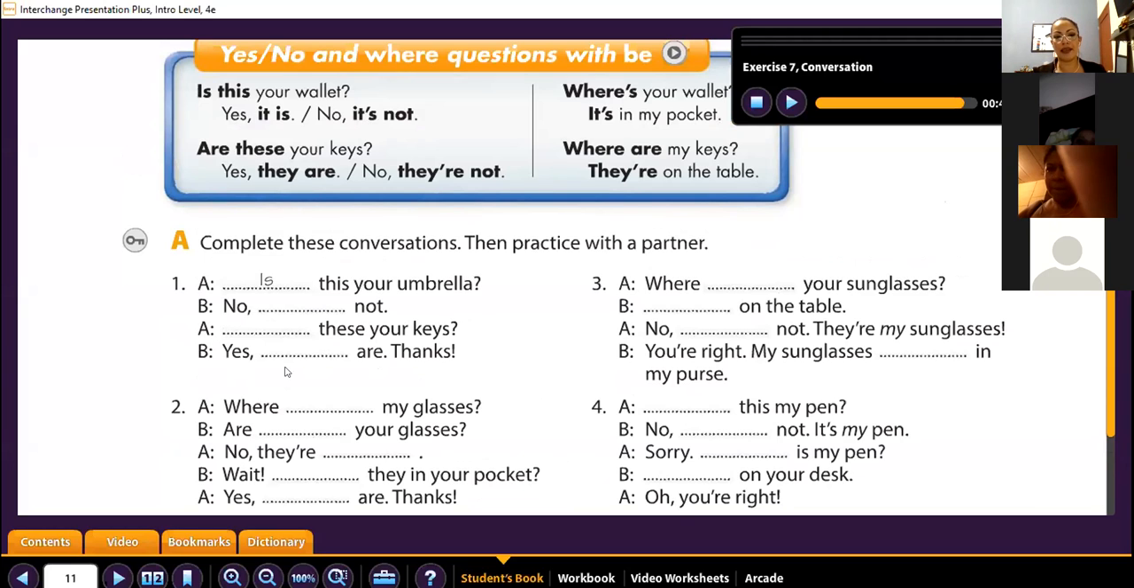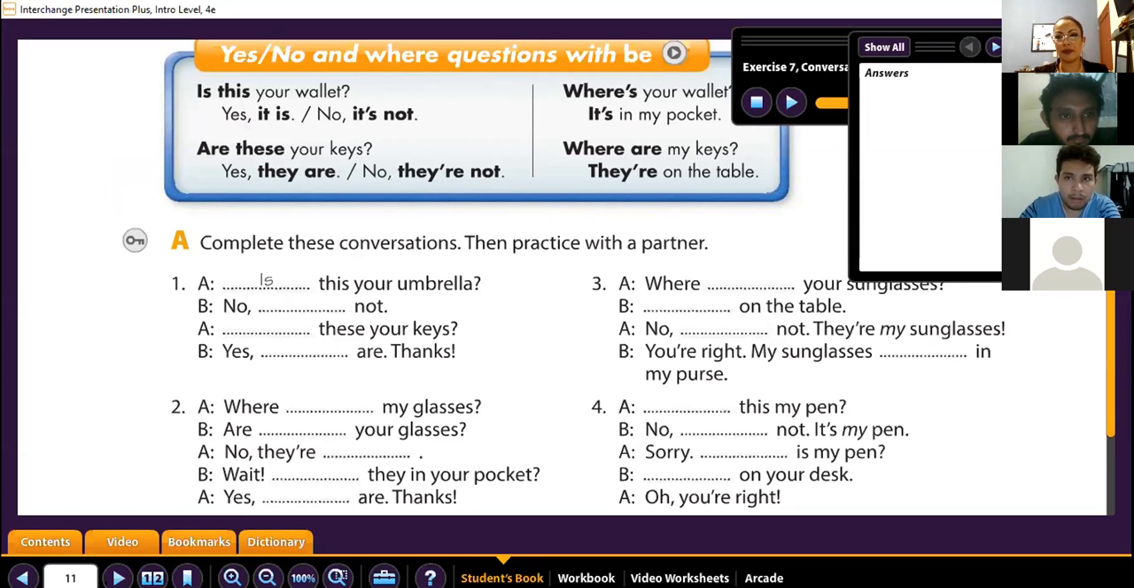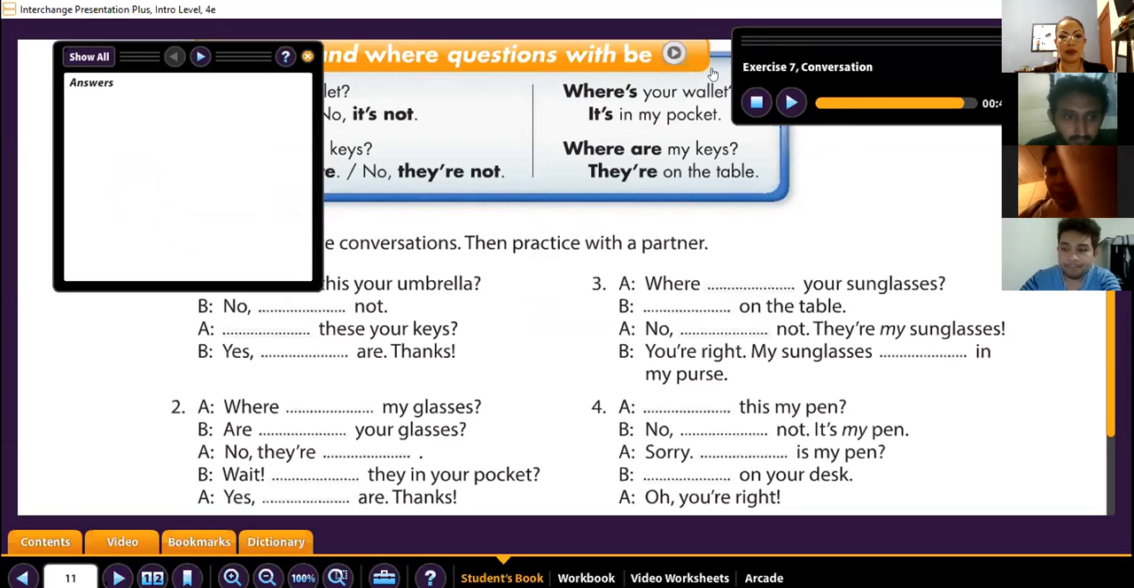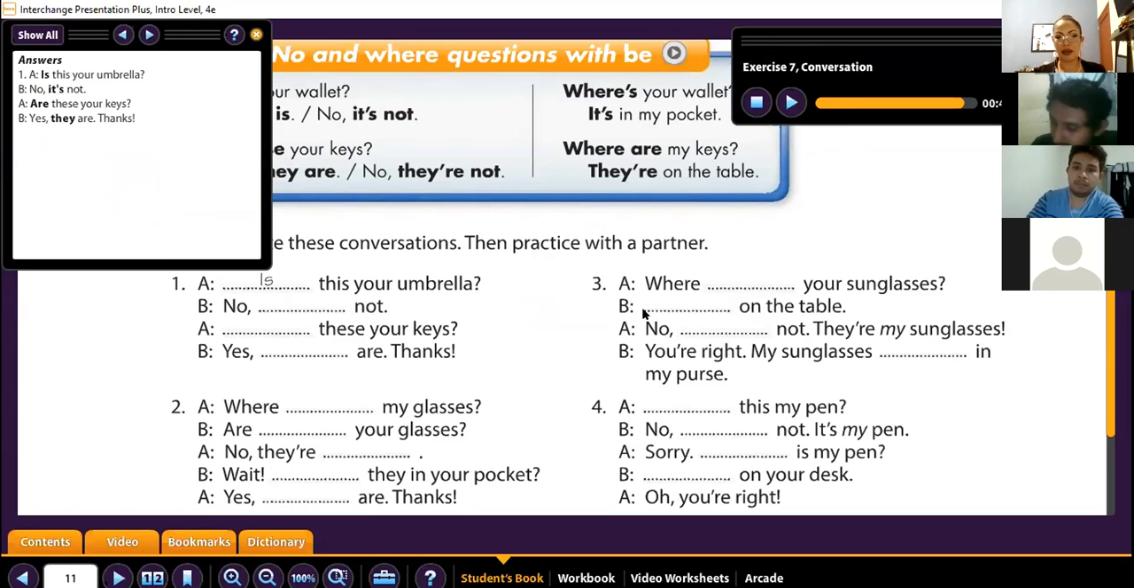Ahora, la siguiente. Are these your keys? Yes, and are. Tengo como respuesta: Are these your keys? Yes, they are. Entonces, la número uno ya quedó resuelta. Así solo van a ir poniendo la respuesta para que no nos tome mucho tiempo. La uno. Luego siguen con la dos. Es esta acá. Tres y cuatro.